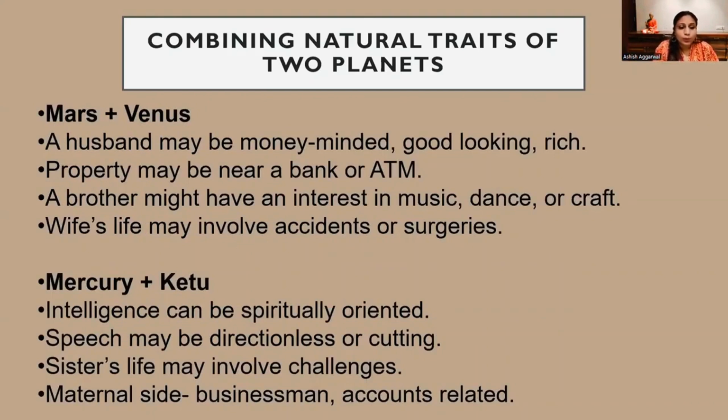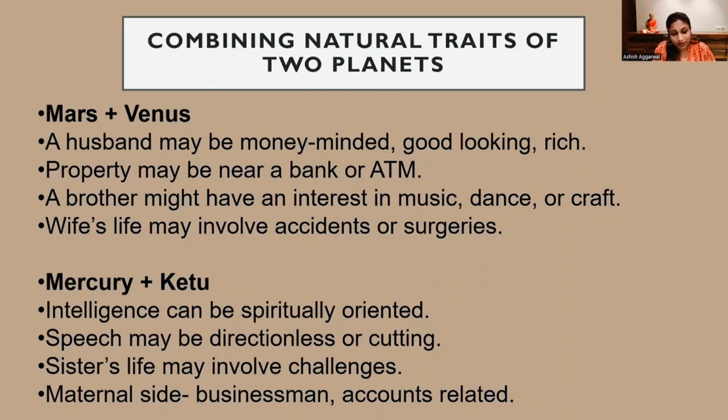Now, if we talk about Mars and Venus, we can say that Mars signifies the husband who could be money-minded or good-looking, and he could be rich. Because Mars, as the husband, is with Venus, which indicates these things, the property is signified by Mars. It could be near a bank or an ATM. As Mars also signifies brothers, their interests could be in music, dance, or crafts.